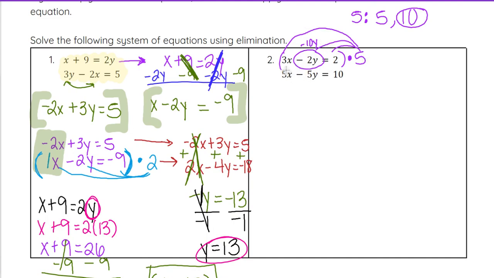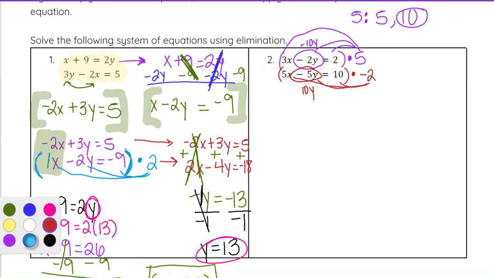Once I multiply that by 5, I also want to multiply the second equation by a different number to turn this negative 5y into a positive 10y. And we want it to be positive 10y because I have a negative 10y up here, and those will add to be 0. So in order to do that, negative 5y, I can multiply that by negative 2 so that this y term turns into a positive 10y. So I will, here in a second, multiply that negative 2 by each term in that equation.